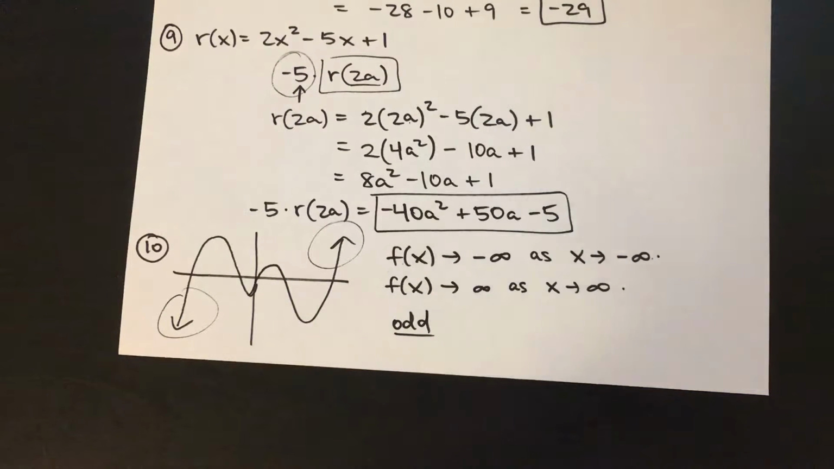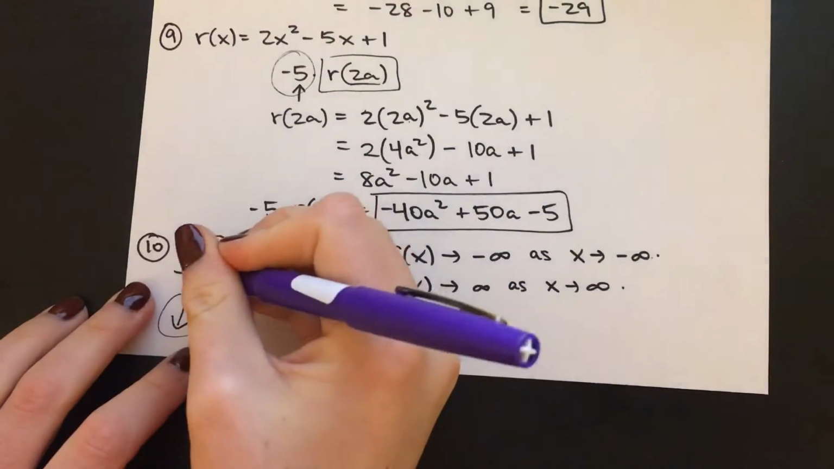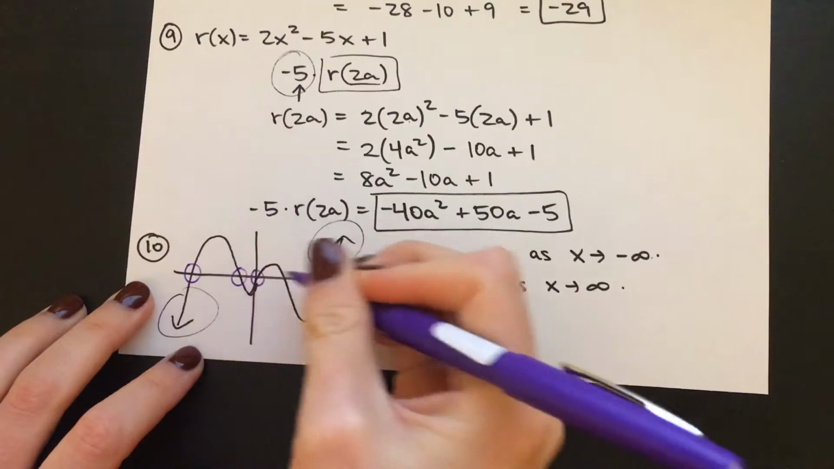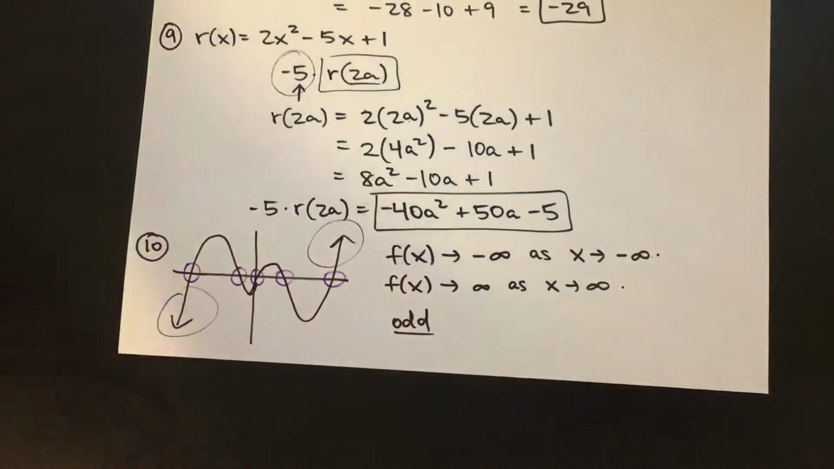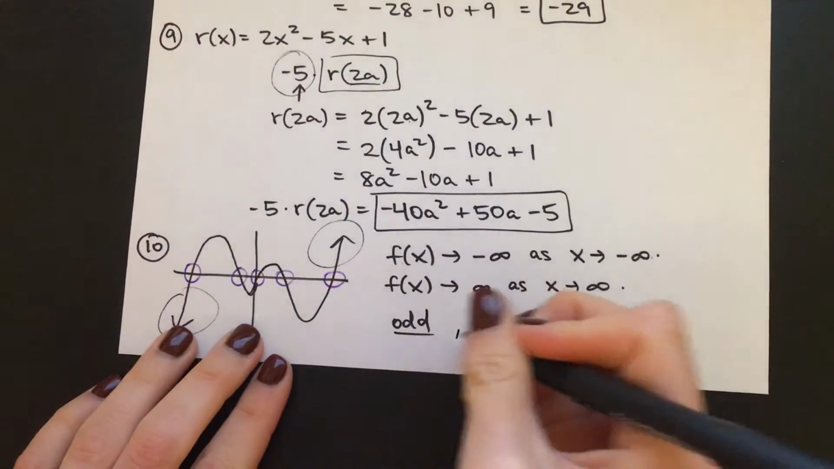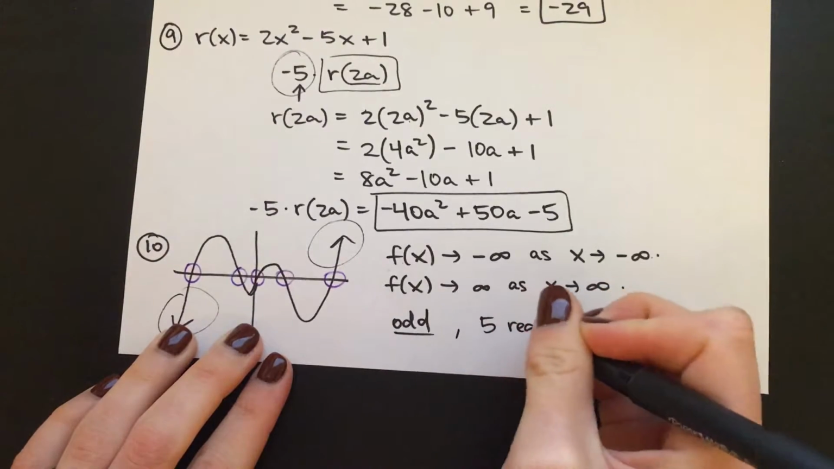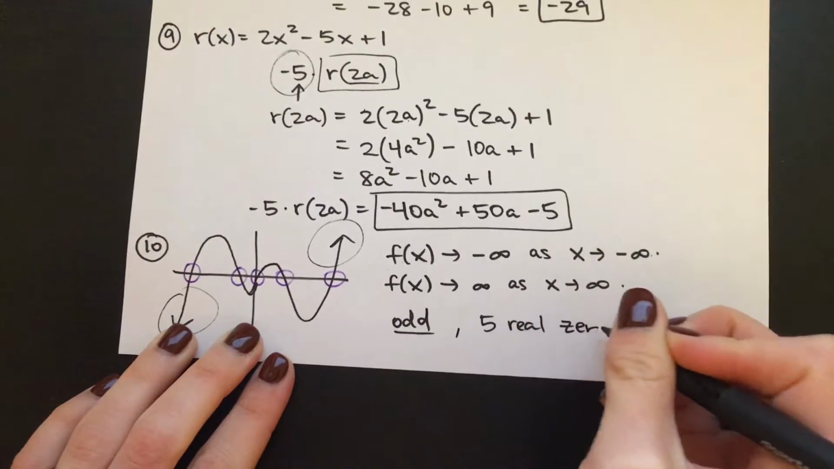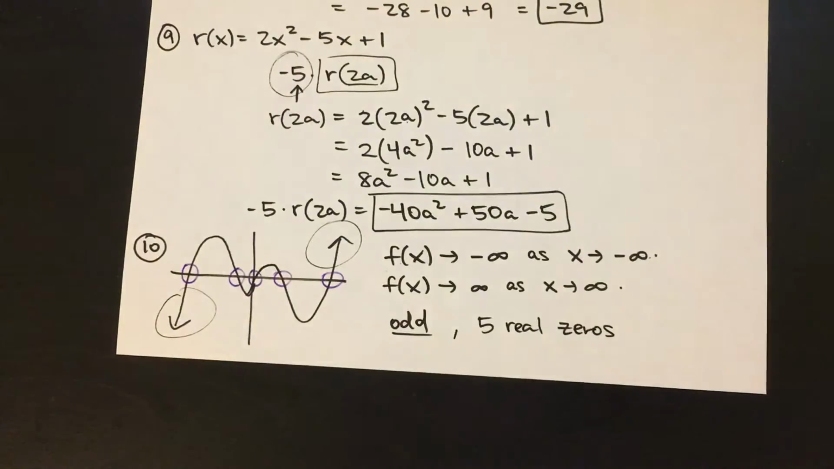And then the last part, state the number of real zeros. That's literally the number of x-intercepts that you see. So we see 1, 2, 3, 4, 5. Okay, so there are 5 real zeros. Okay, so you will absolutely have a question like that, and you'll have to answer all those same pieces.